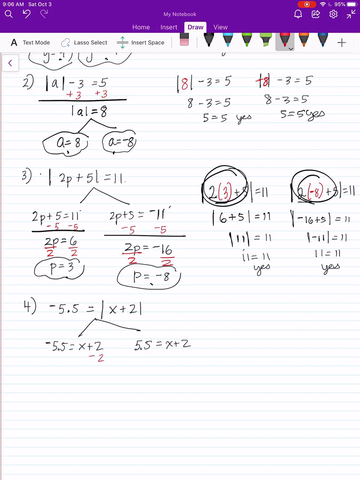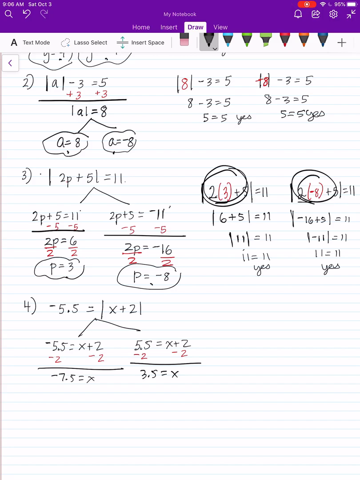So I'm going to subtract 2 and subtract 2. So that is going to be negative 7.5 equals x. And here I'm going to subtract 2 and subtract 2. And I have 3.5 equals x. Again, two different answers, so that's perfectly fine.